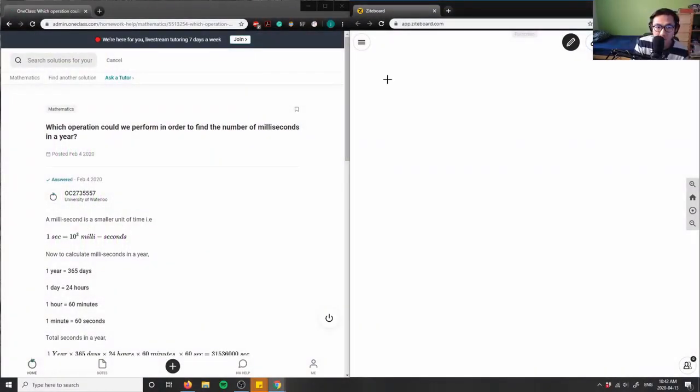So it says here, which operation can we perform to find the number of milliseconds in a year? Milliseconds in a year. So let's take a minute to think about this. What is a millisecond in the first place? So I'm gonna say 1 ms. Ms for millisecond. 1 ms equals, so a millisecond equals how many actual seconds?